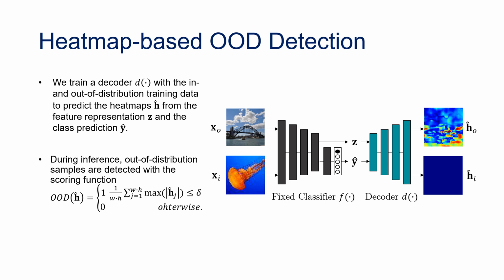Then, during inference, both models are fixed. And the out-of-distribution detection score is based on the heat map. The out-of-distribution detection score is defined as the average over the maximum heat map values. If the score is smaller than a threshold, we have an in-distribution sample. Otherwise, we have an out-of-distribution sample.